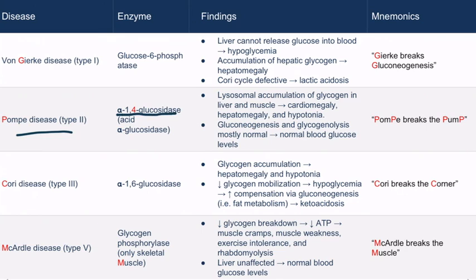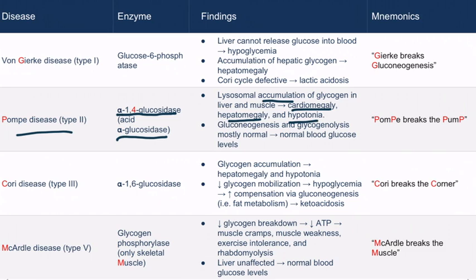This enzyme is also sometimes called acid alpha glucosidase. As I just showed, the enzyme is present in lysosomes and is responsible for the catabolism of glycogen. A deficiency of the enzyme results in glycogen accumulation within the lysosomes. Accumulation of glycogen in the heart will cause cardiomegaly, accumulation in the liver will result in hepatomegaly, and accumulation in skeletal muscle tissue will result in muscle weakness or hypotonia.